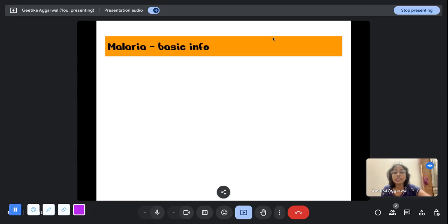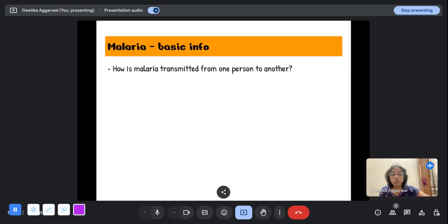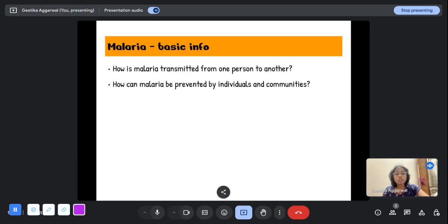Here are some basic things you might already be aware of about malaria. I would like to put forward these questions, and you might try to answer them to get an idea of whether you were already aware of this. How is malaria transmitted from one person to another? How can malaria be prevented by individuals and communities? What actions can individuals and communities take to prevent the spread of malaria?